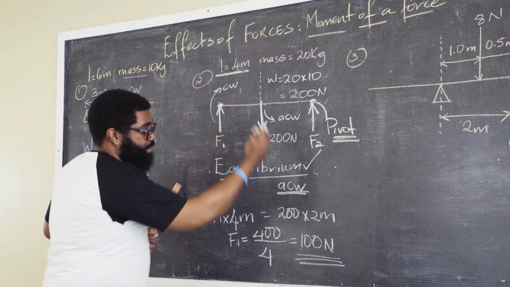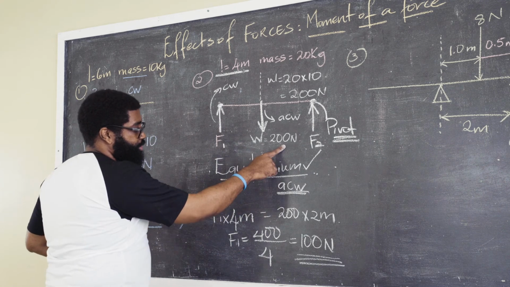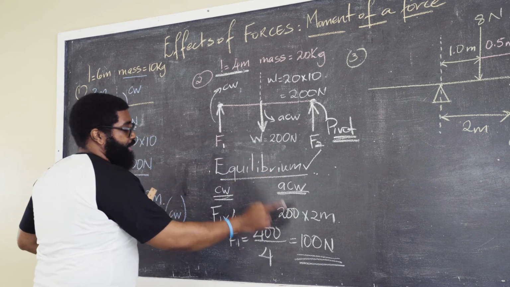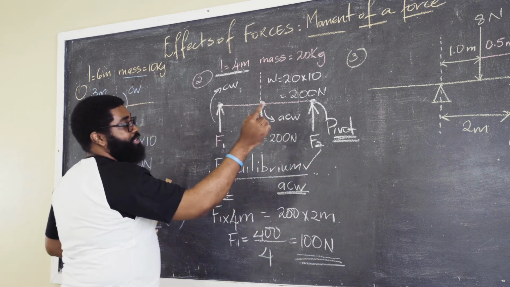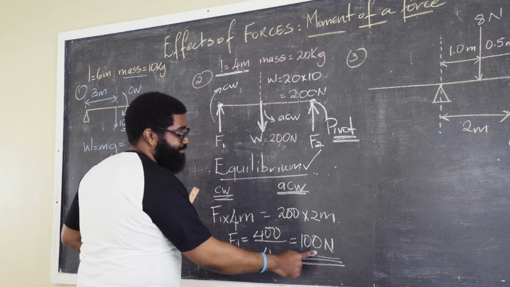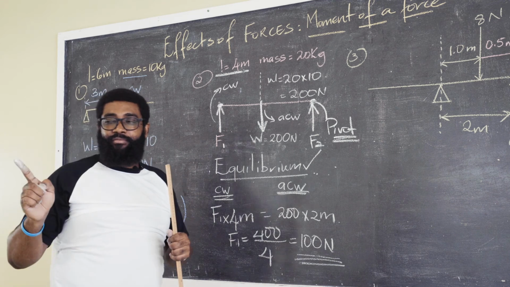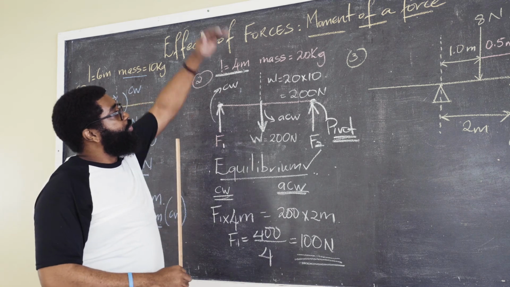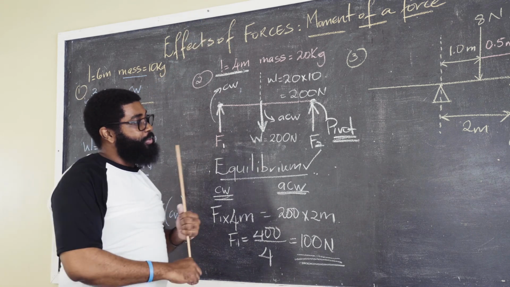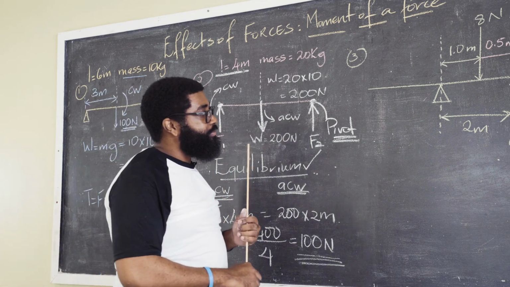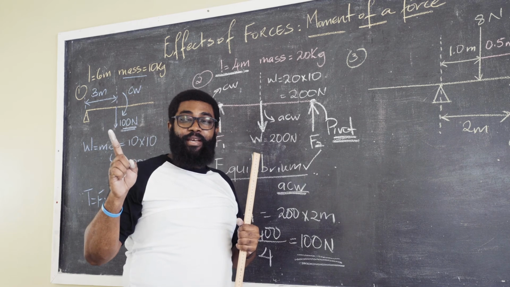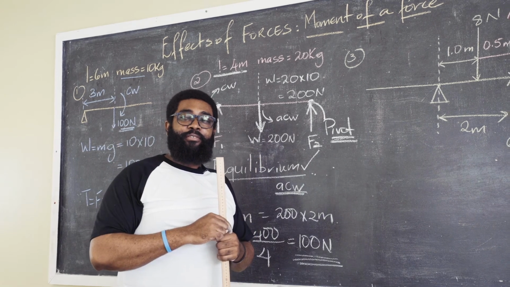So, if the total downward force is 200 and F1 is 100, the only other force we can add to this 100 to get 200 is another 100. Remember that too. Total upward force equals total downward force. Just in case. Now, that's my second example. It's time for the third.